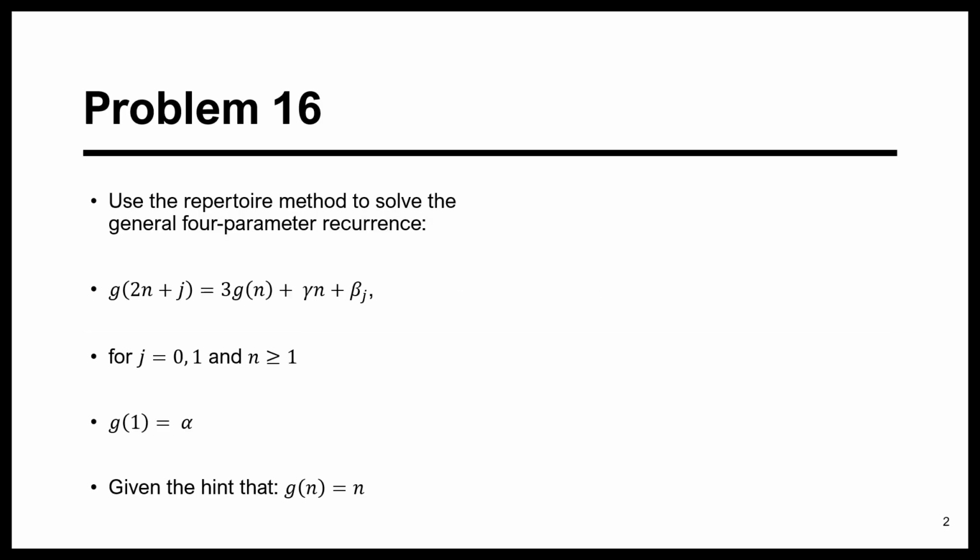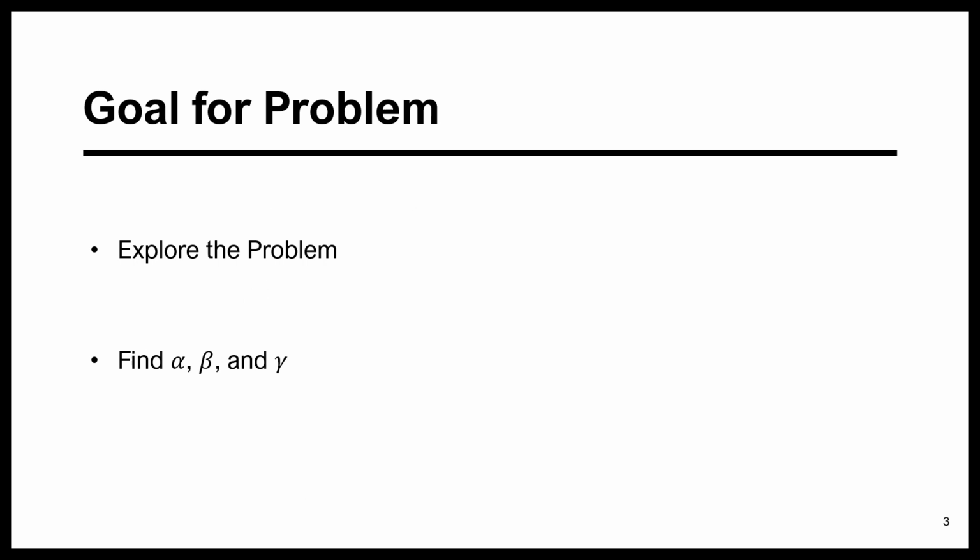The problem that I chose for this test was problem 16, where I was to use the repertoire method to solve the general four-parameter recurrence. I was given the equation for the recurrence: g(2n + j) = 3g(n) + γn + β_j. And I was given the restrictions: j must be equal to 0 or 1, nothing else, and n must be greater than or equal to 1. And then we were graciously given g(1) = α, and a lovely hint that g(n) must equal n. So our goal for the problem is to just explore the problem and find α, β, and γ.